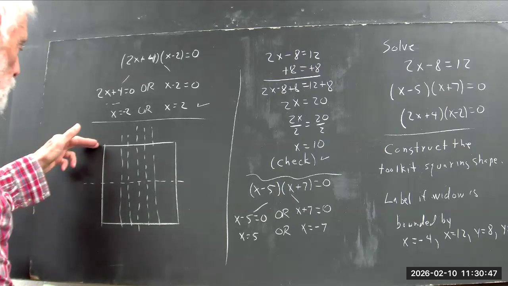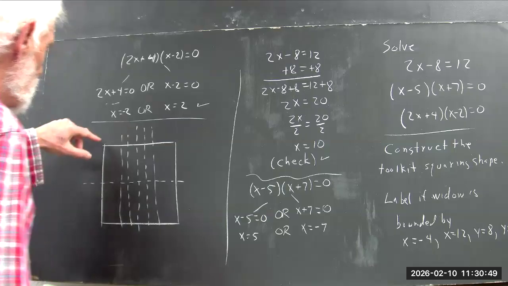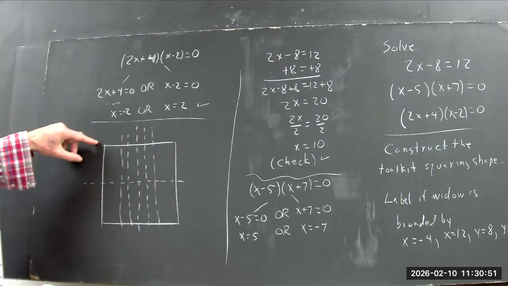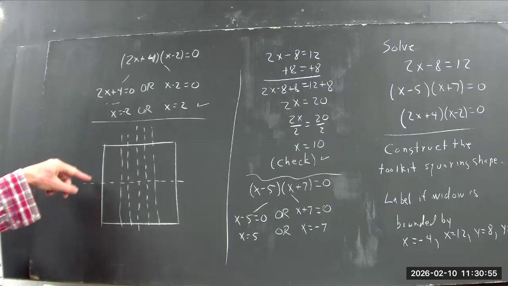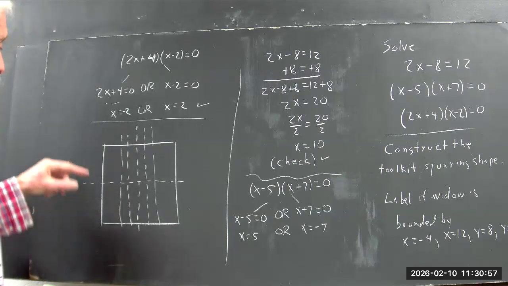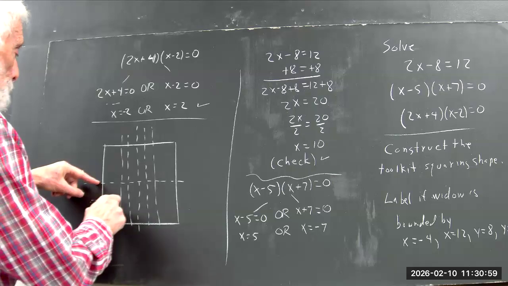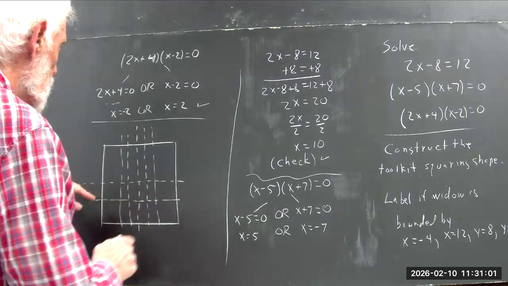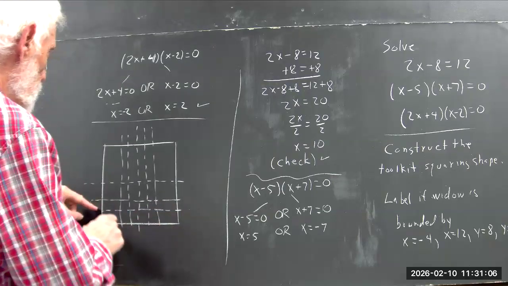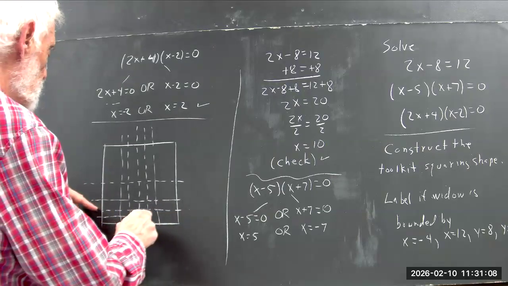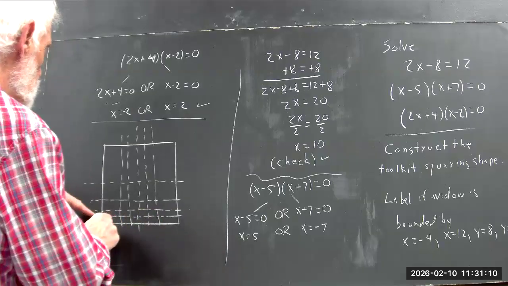Then for horizontal lines, we go halfway from the top to the bottom. That puts us in the middle, and we've already got the middle. But this is halfway from the top to the bottom, halfway from there to the bottom. Then halfway from here to the bottom. Then halfway from here to the bottom. And then once more.